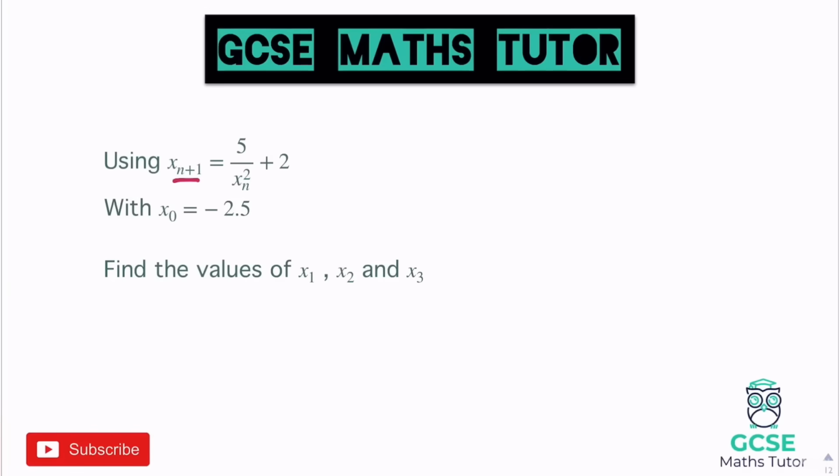So if you read that in words, it says to find the next estimate, you do 5 divided by, and this little x n here means the current estimate, so the current estimated solution squared, plus 2. And then it says with x naught equals negative 2.5, and x naught just means your starting number, and it says start with negative 2.5. This is quite nice and easy actually when you do these.